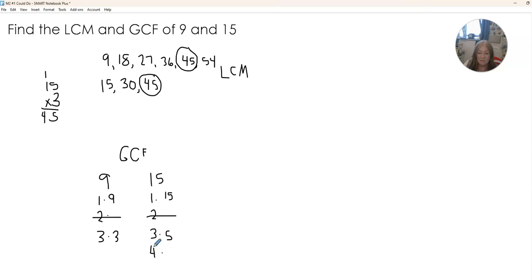4, again, numbers that are divisible by 4 have to be even. 4, 8, 12, 16. Nope, we did not save that. And we already have 5. So the factors of 15 are 1 and 15, 3 and 5. So do they both have a 9? No. Do they both have a 3? Yes. So the greatest number that they have in common is a 3.